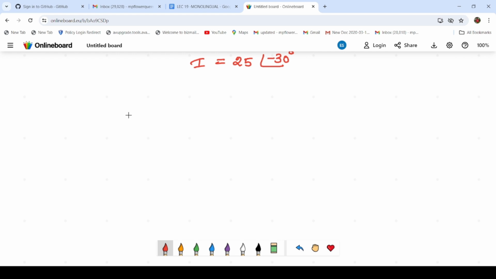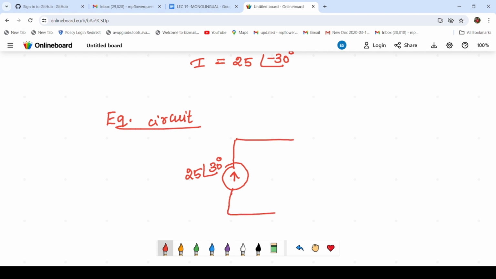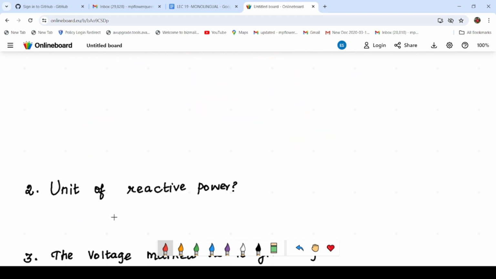Now I am going to draw the equivalent circuit. So what does the equivalent circuit consist of? The current source. The current source is 25 angle minus 30 degrees, that is in parallel with the impedance. The impedance that is given is 1 plus j root 3, across the terminals A, B. This is the equivalent circuit obtained for problem number 1.